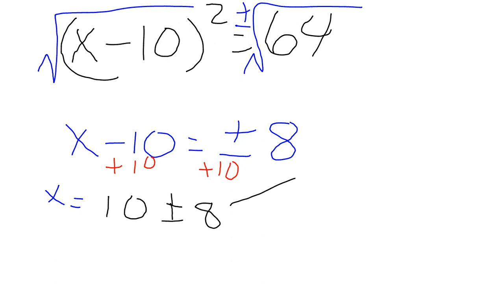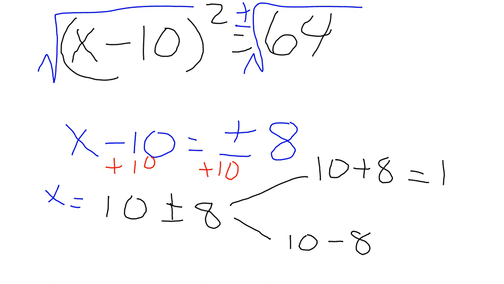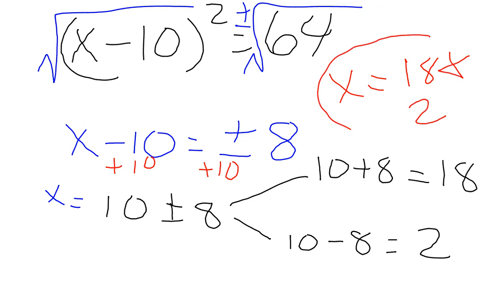We branch off to 10 plus 8 and 10 minus 8. So 10 plus 8 is 18 and 10 minus 8 is 2. So the two values that my x equals is 18 and 2. That would be your final answer. I would like you to take a moment and write out the steps to solving by taking the square root.